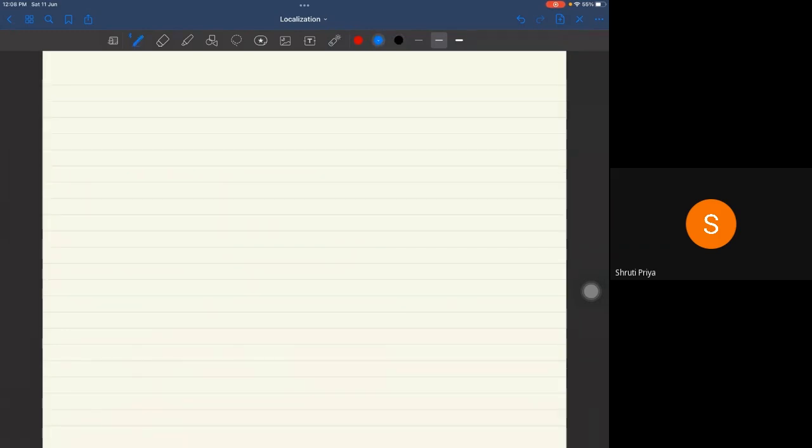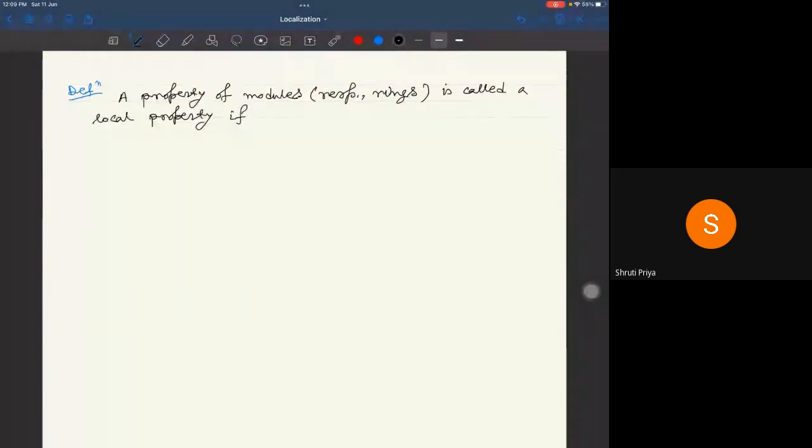Okay, so let me first define this one. The property of modules, respectively rings, is called a local property if it is characterized on local rings. Okay, so what I mean is, let's see some properties.